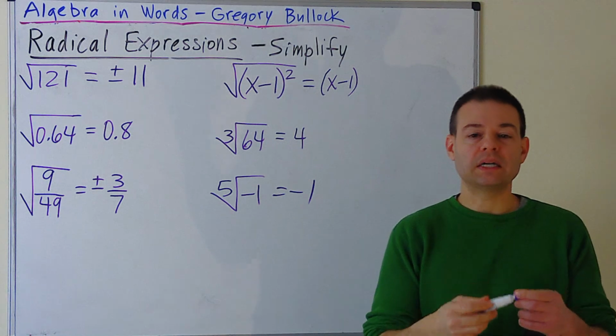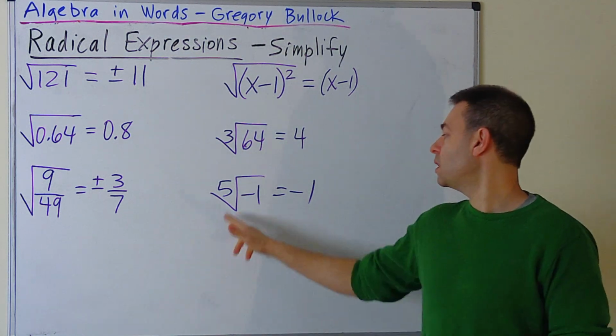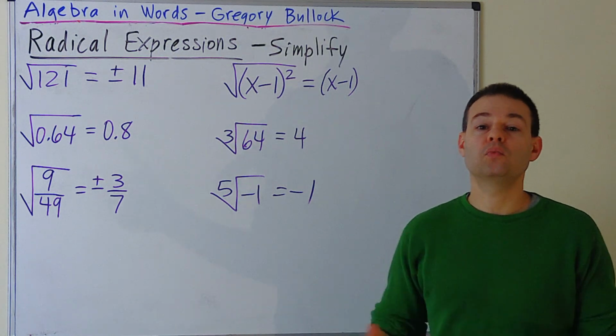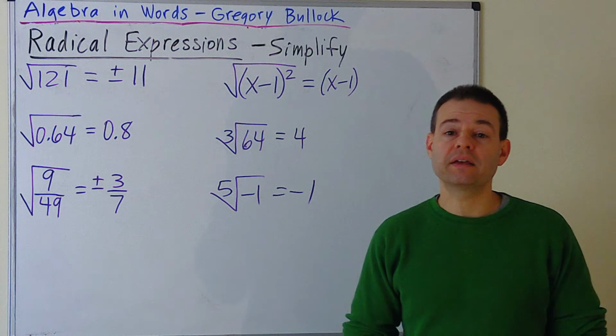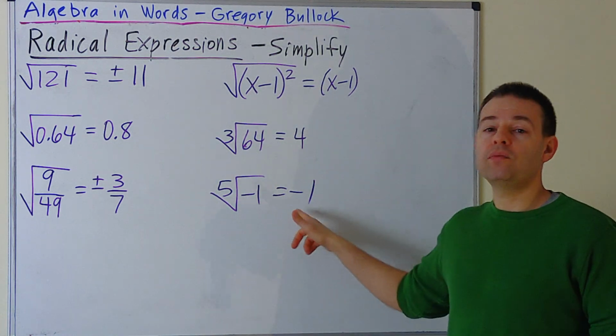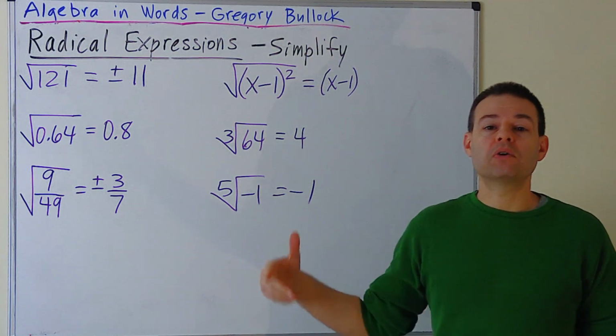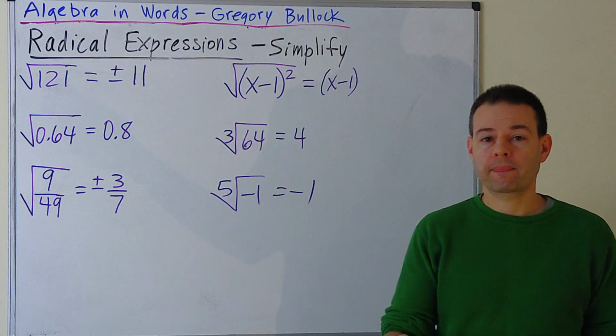Just negative 1. And again, why does it equal negative 1? Because it's an odd root. And we can take the odd root of a negative radicand, and it equals negative 1. How would you test that? Take negative 1, raise it to the power of 5, and you would arrive back at negative 1.